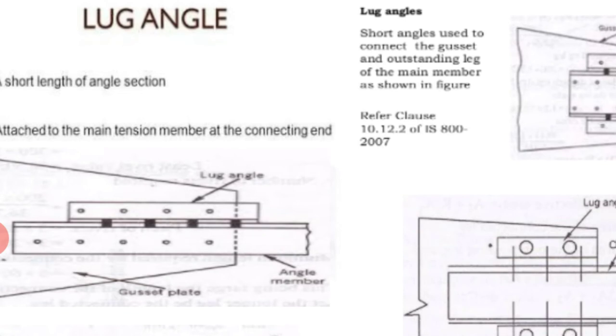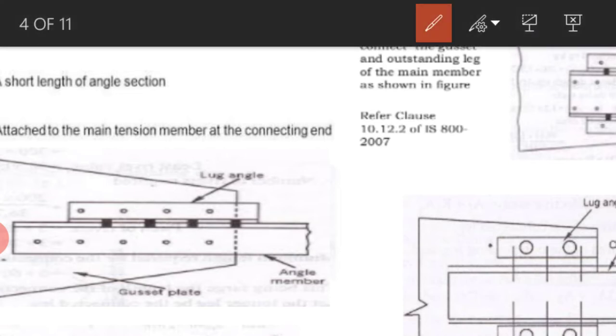Lug angle means it's a piece of angle which is connected to the gusset plate as well as the main member's outstanding leg, just to reduce the length of the connection. So look at this figure here. The lug angle is shown. This is the lug angle.